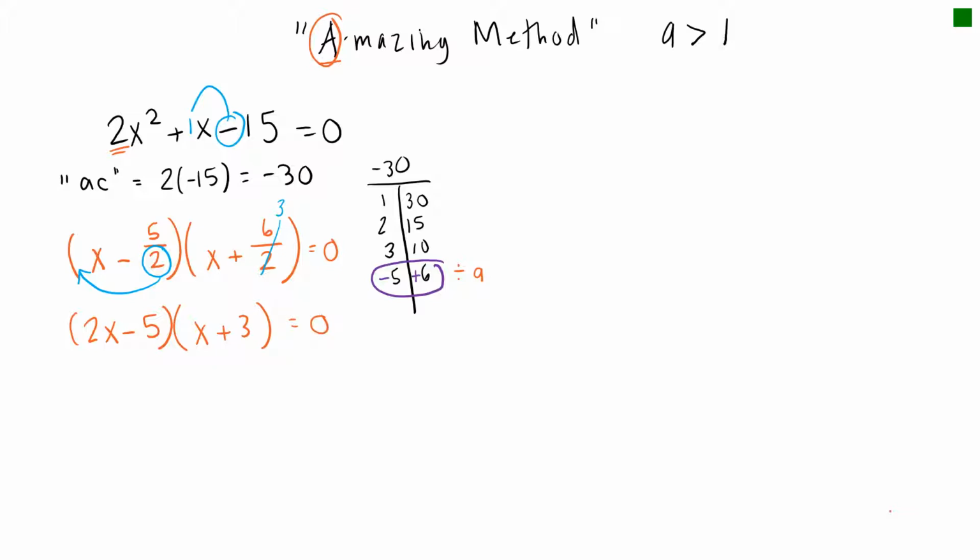And then again, from here, if you were just asked to factor, then you are done. If you were asked to solve, I would set each of these equal to 0 and solve to get my two values of negative 5 halves and negative 3.